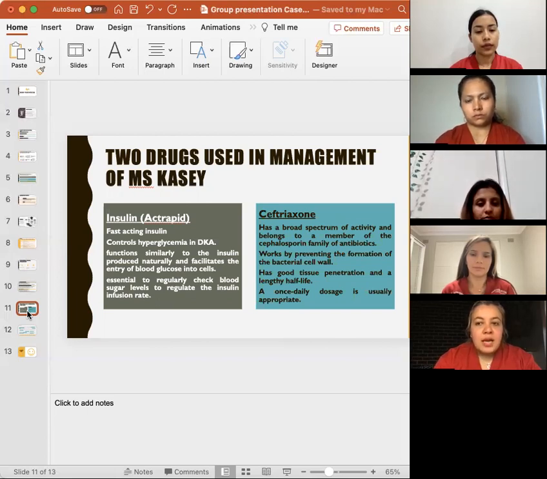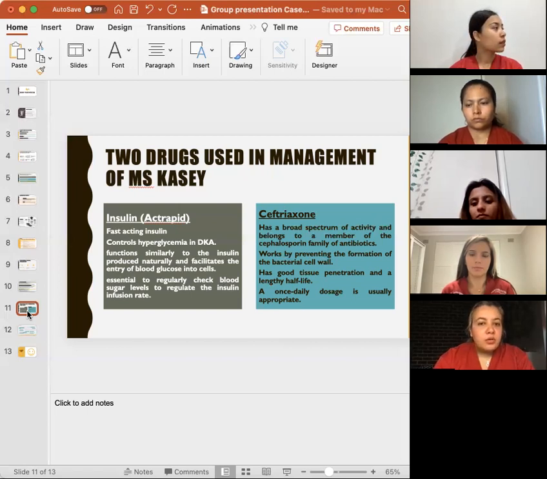cells. The signs and side effects of diabetes are reduced by regulating BGL. Additionally, insulin inhibits lipolysis and ketogenesis, which aids in reversing the metabolic acidosis brought on by DKA. After injecting it, it will begin to reduce your blood sugar level after 30 minutes. It is essential to regularly check blood sugar levels to regulate the insulin infusion rate and avoid hypoglycemia.